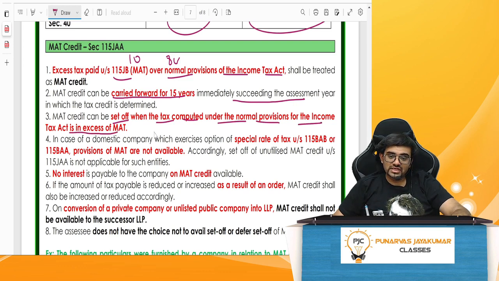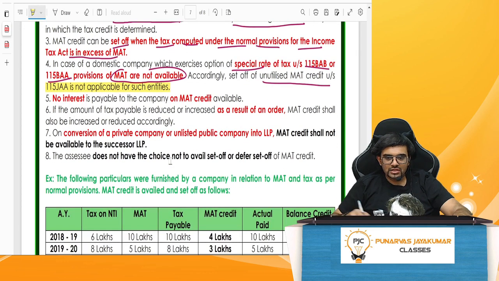In case of a domestic company which exercises the option of special rate under 115BAB or 115BAA, provisions of MAT are not available. Accordingly, set off of unutilized MAT credit is not applicable for such entities. I told you, under 115BAB MAT is not applicable. No interest is payable to the company on MAT credit available. If the amount of tax payable is reduced or increased as a result of an order, MAT credit also shall be increased or decreased accordingly.